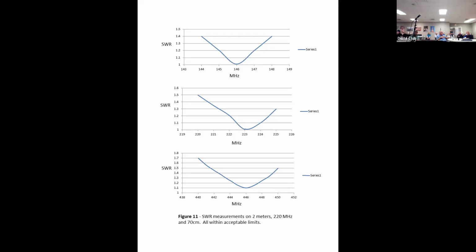Anybody else? We have one other. If you have one of your existing tri-banders and it's dropped out of tune, what do we need to do to bring it back to tune? Just open it up and kind of re-twist the coil?